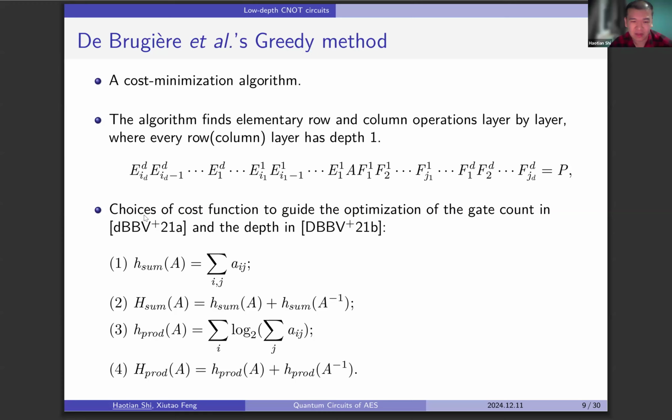For the cost function, there are many choices, and the authors considered 4 choices of cost function to guide the optimization of the gate count and the depth. These 4 cost functions evaluate the cost roughly by sparsity of the matrix. So, these four cost functions reach their minimum when the matrix is a permutation matrix. As a result, they can somewhat guide the search.